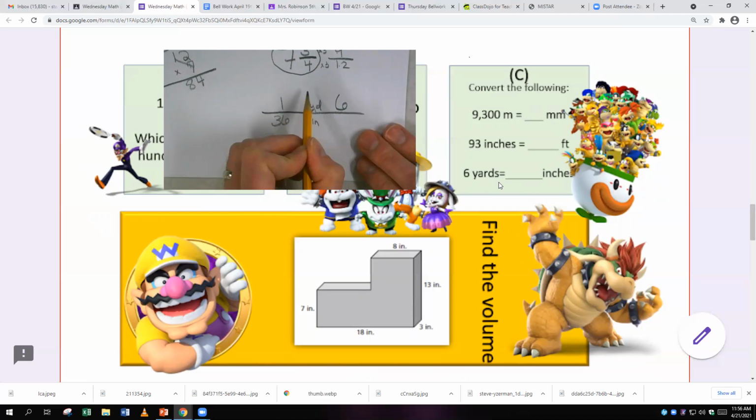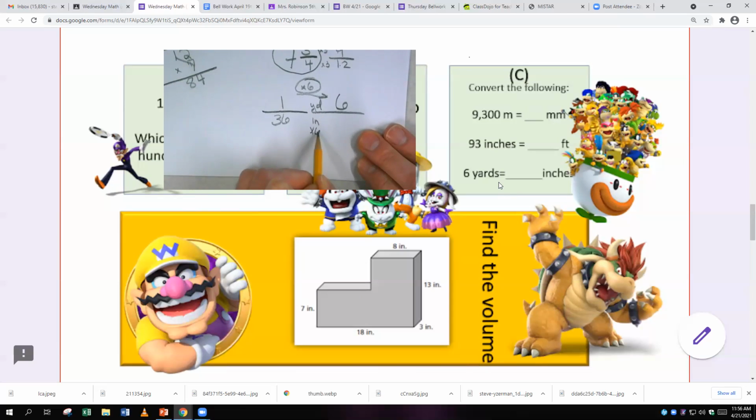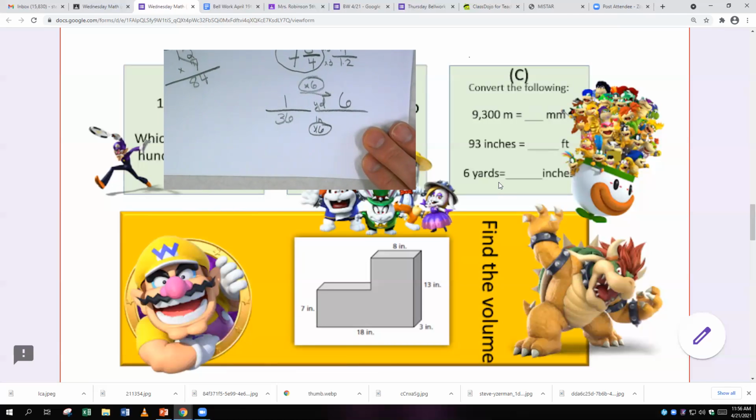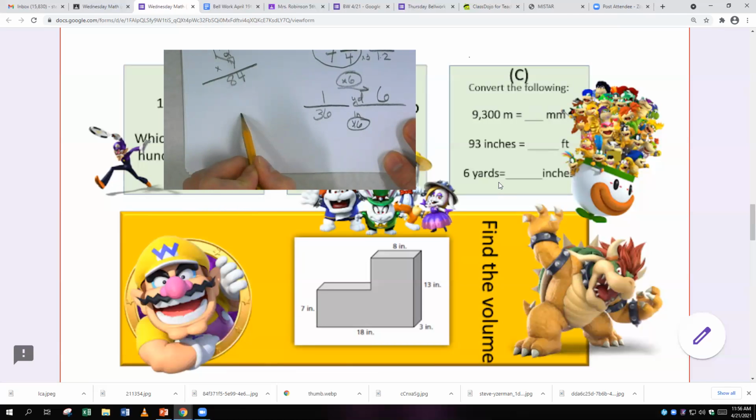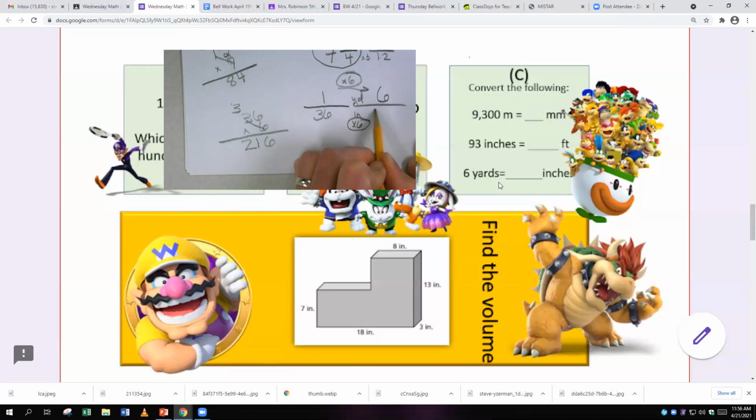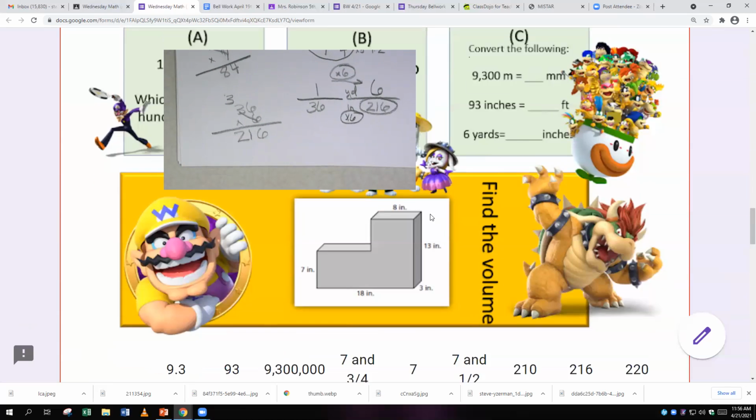Yikes. How many 1s are in 6? 6. Do it to the top. Do it to the bottom. My answer is going to be 36 times 6. 6 times 6 is 36. 6 times 3 is 18, 19, 20, 21. 216 is your answer.